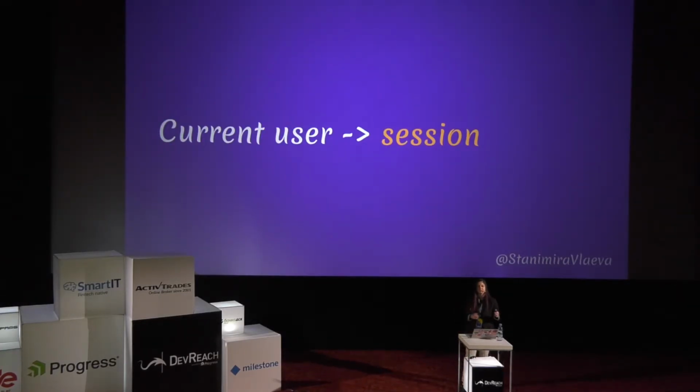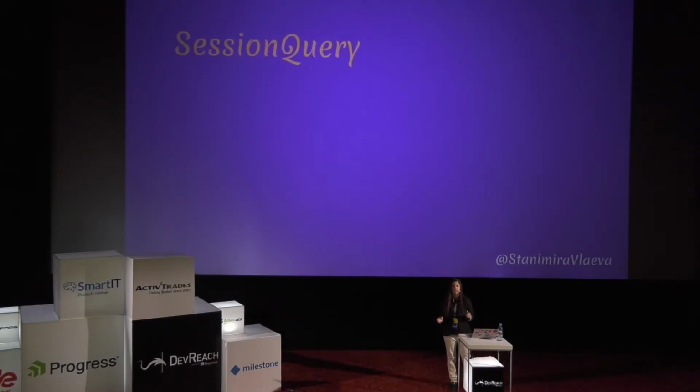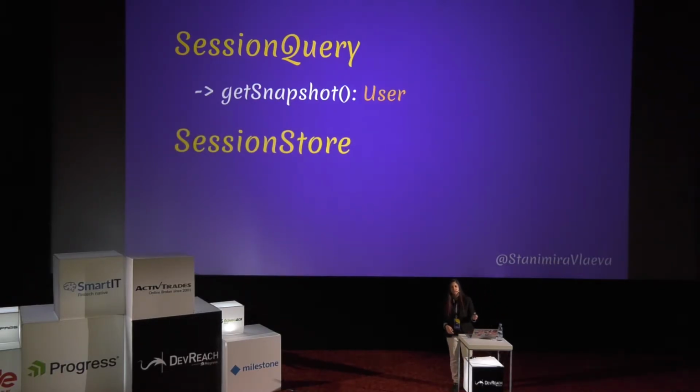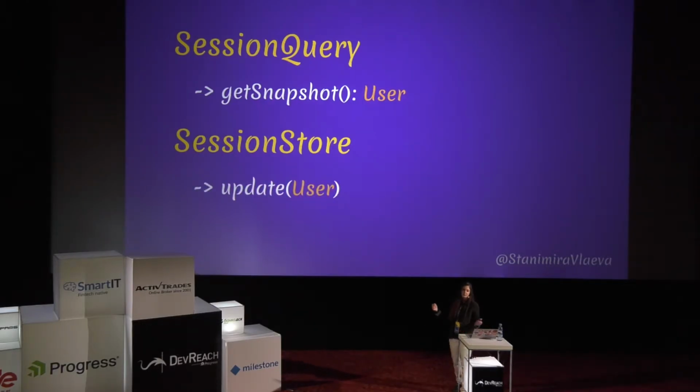So we should save the logged-in user in some session. And then in Akita, we have two really simple things. The query, which is like a getter for our session. We can get the user. And a session store, which is like a setter for the session. We can update the session store when our user signs in.